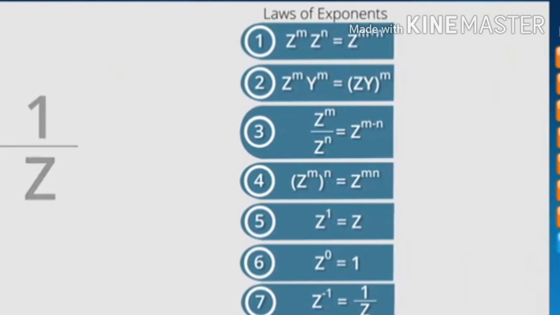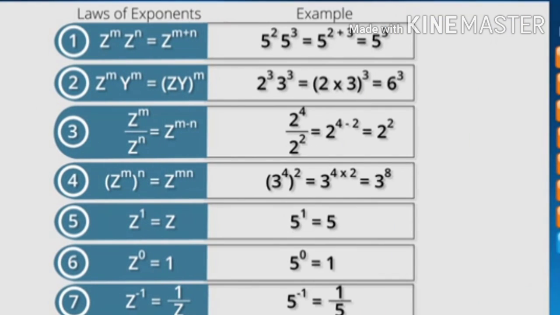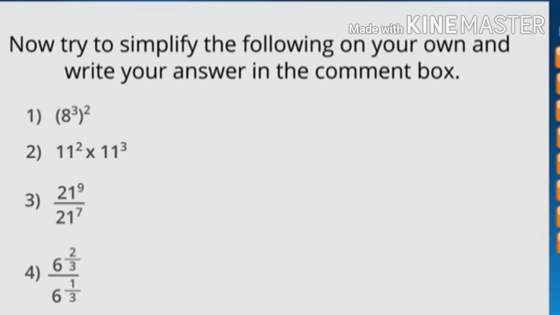So friends, let's have a quick review of the laws of exponents that we have studied in this session. Now, try to simplify the following on your own and write your answer in the comment box.